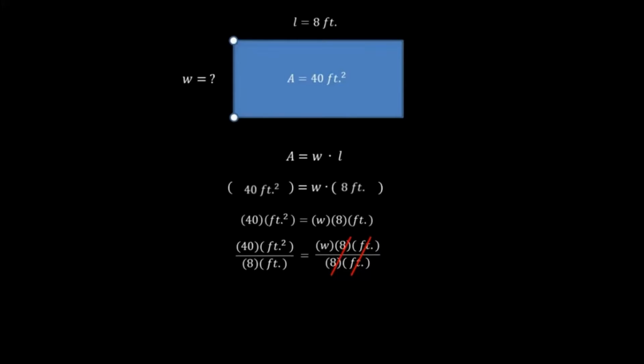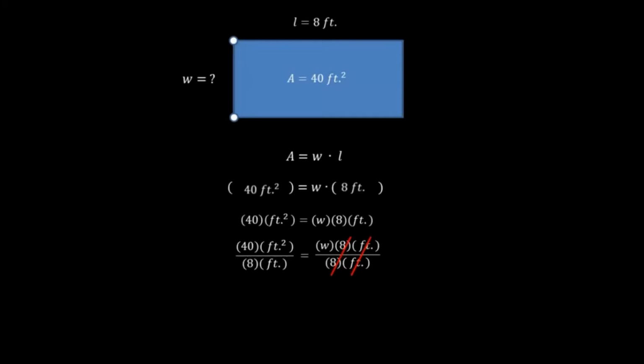In effect, they cancel themselves out of the problem. In any case, what's left behind is our width, our W, all alone. And we can go further also with our calculation on this side. 40 over 8 will divide to be 5. And foot squared over foot will simply be foot. Just like x squared over x is x.